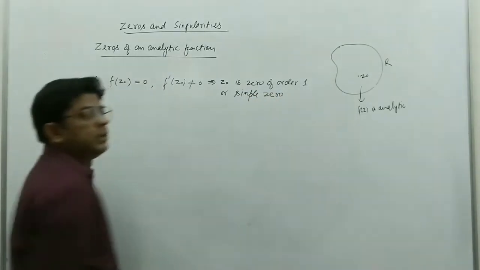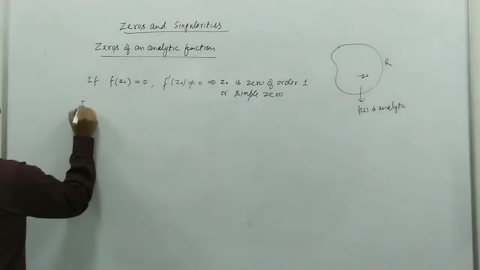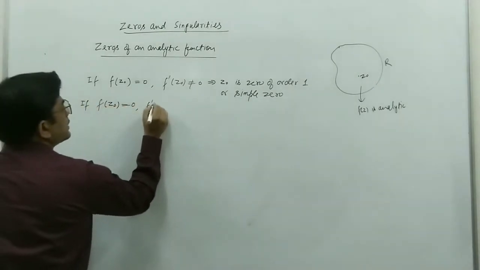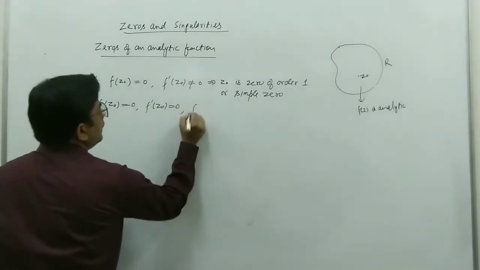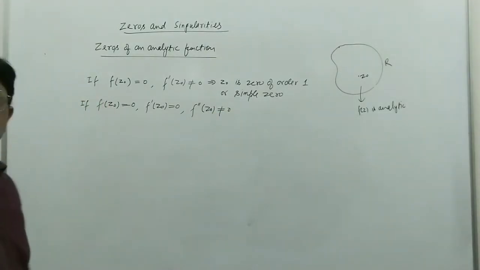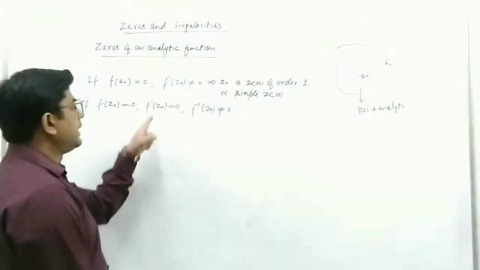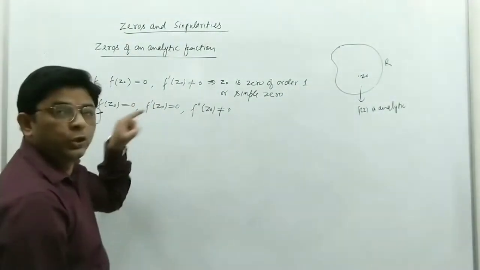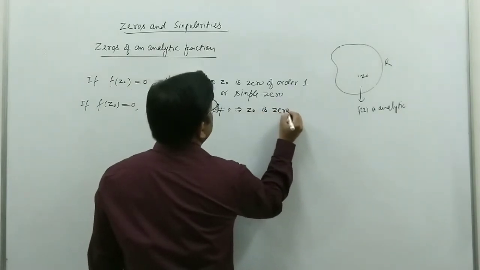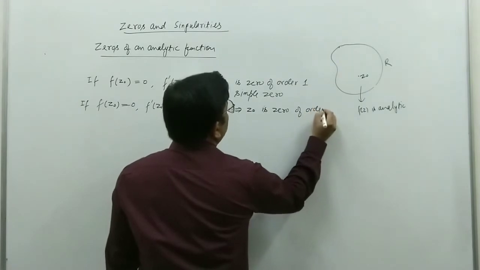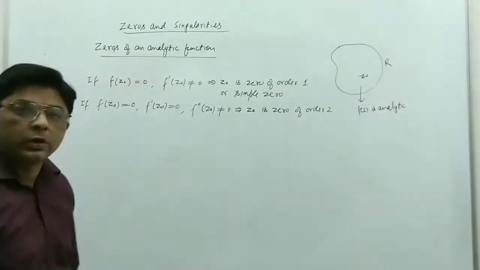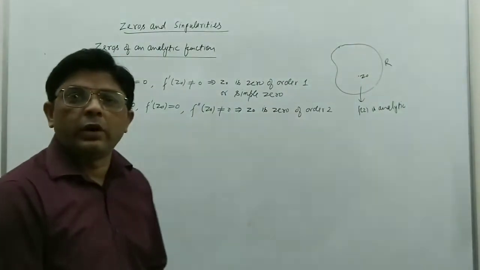Now if the function at z naught is 0, its first derivative at z naught is 0, but its second derivative at z naught is not equal to 0, then we say that this z naught is a zero of order 2. And similarly, we can define zero of order 3, zero of order 4. So now I am writing for zero of order n.